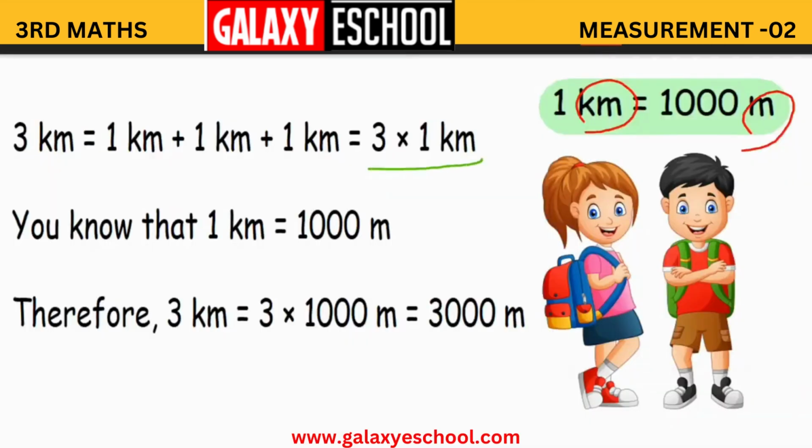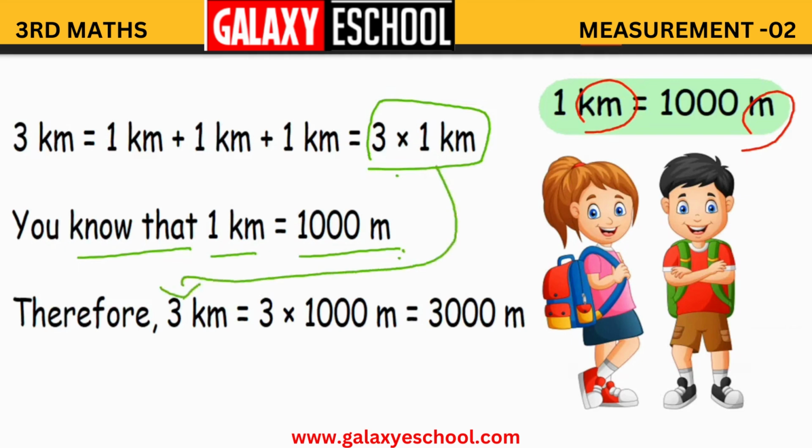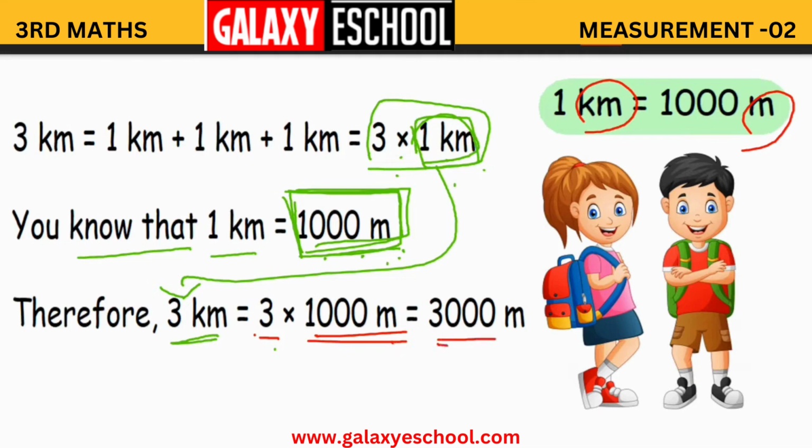Now here we have 3 into 1 kilometer. We know that 1 kilometer is equal to 1000 meters. Therefore, what can we do here? Instead of 1 kilometer, we can write the value in meters, that is 1000 meters. So 3 kilometers is nothing but 3 into 1000 meters. When we multiply 3 into 1000, we will get 3000.